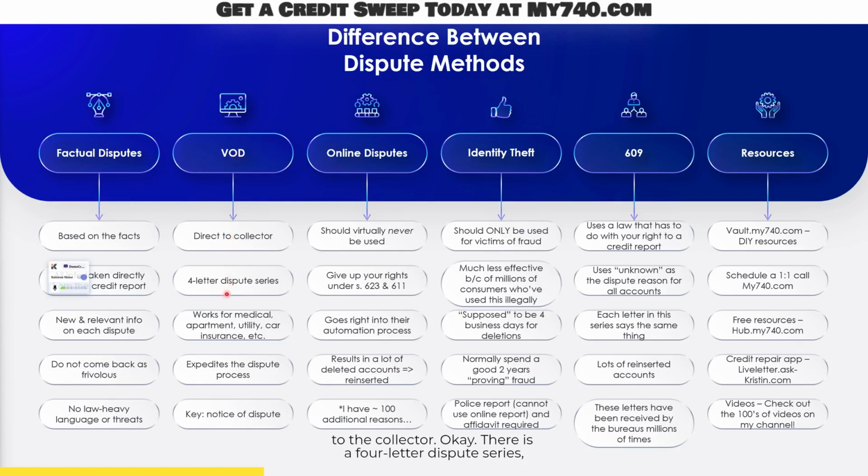There is a 4-letter dispute series, right? And this works for medical, apartment, utility, car insurance, and it expedites the dispute process because you're using this in addition to your bureau disputes. Now, sometimes you might want to start with your collector disputes, and sometimes you want to dispute with the bureaus first. Key to this one is the notice of dispute. Now, if you want to know more about that, I have other videos that you can search, and then we go over to online disputes.